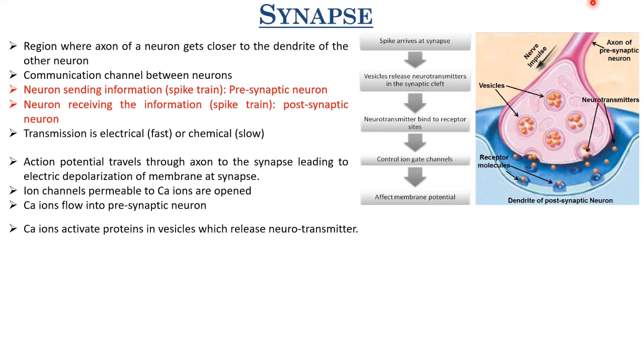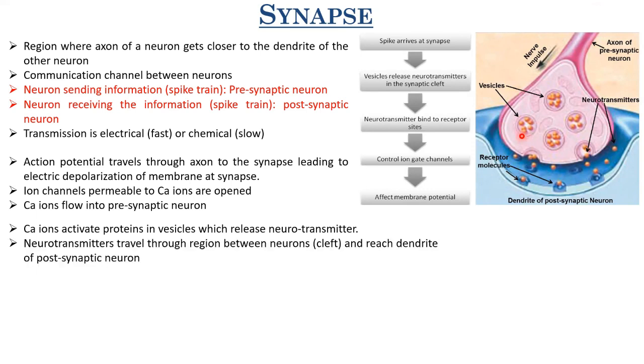So the moment your action potential reaches here, it depolarizes this membrane. The calcium ions are now allowed to flow into this presynaptic neuron, and once they do, they activate the proteins near the vesicles. Once those proteins are activated, the neurotransmitters inside those vesicles can now flow out. These neurotransmitters, now flowing out of the presynaptic neuron, travel through the region between the neurons.